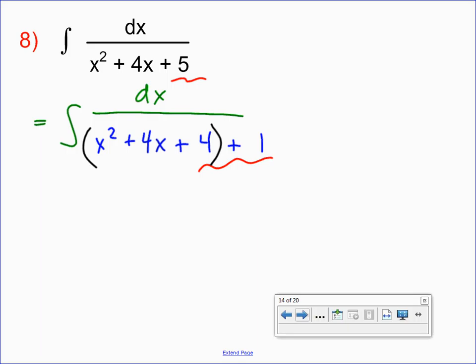Yes, it is. What do you recognize about the trinomial x squared plus 4x plus 4? It's a perfect square, right? It's a binomial squared. What quantity squared equals x squared plus 4x plus 4? Well, the quantity x plus 2. Isn't x plus 2 quantity squared equal to x squared plus 2x plus 2x is plus 4x, and then plus 4? Yes, it is.